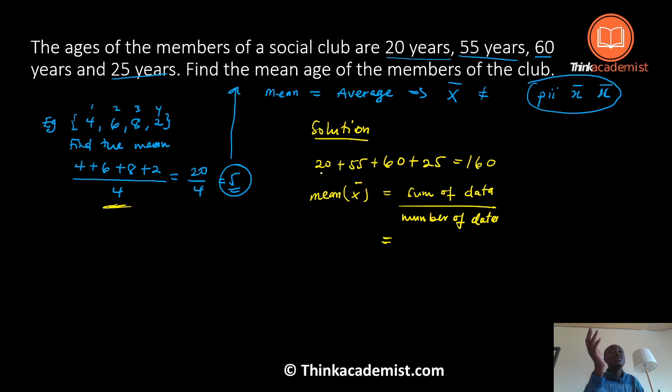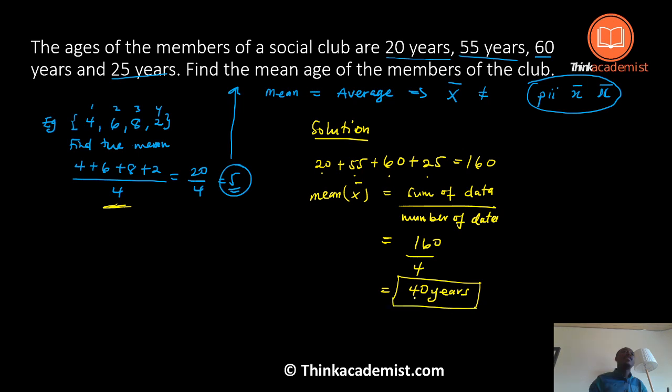So we have 1, 2, 3, 4. So 4 data given to us, it is 160 over 4, which will give us 40 years. So 40 years is actually the average age of these members of the social club. Are we okay with that?